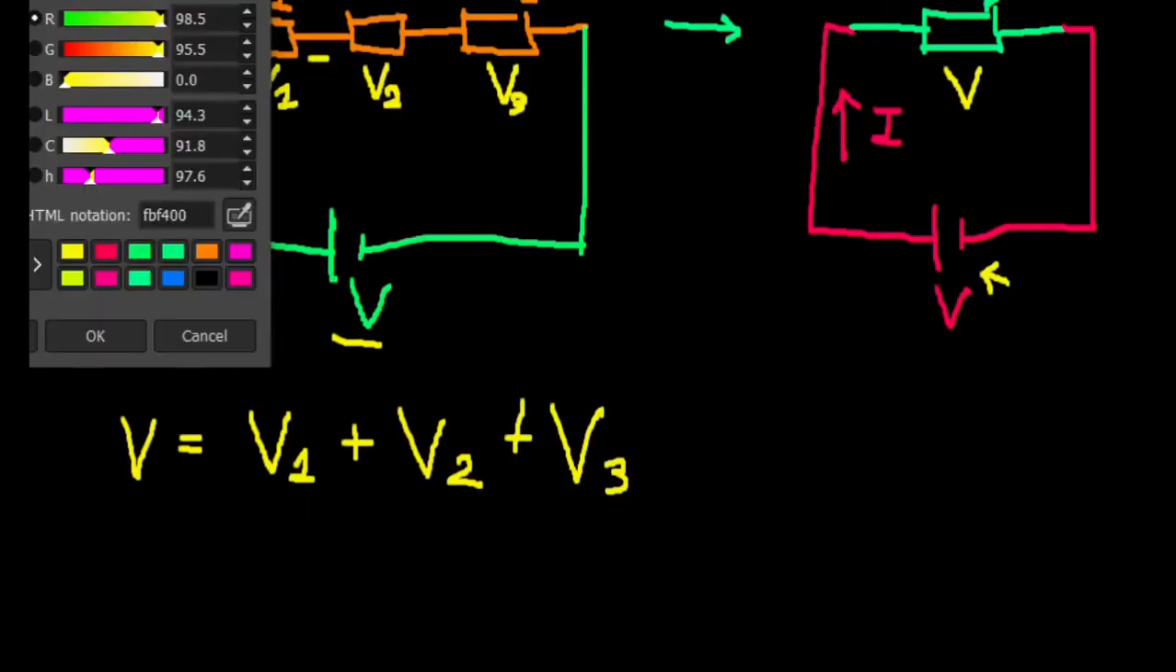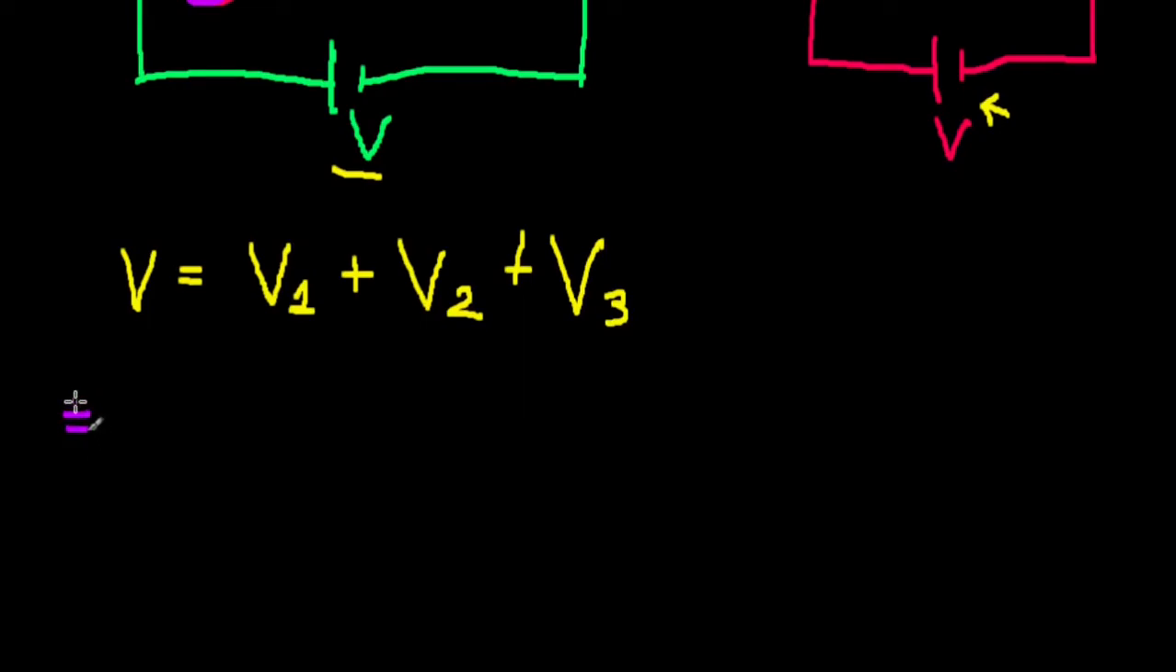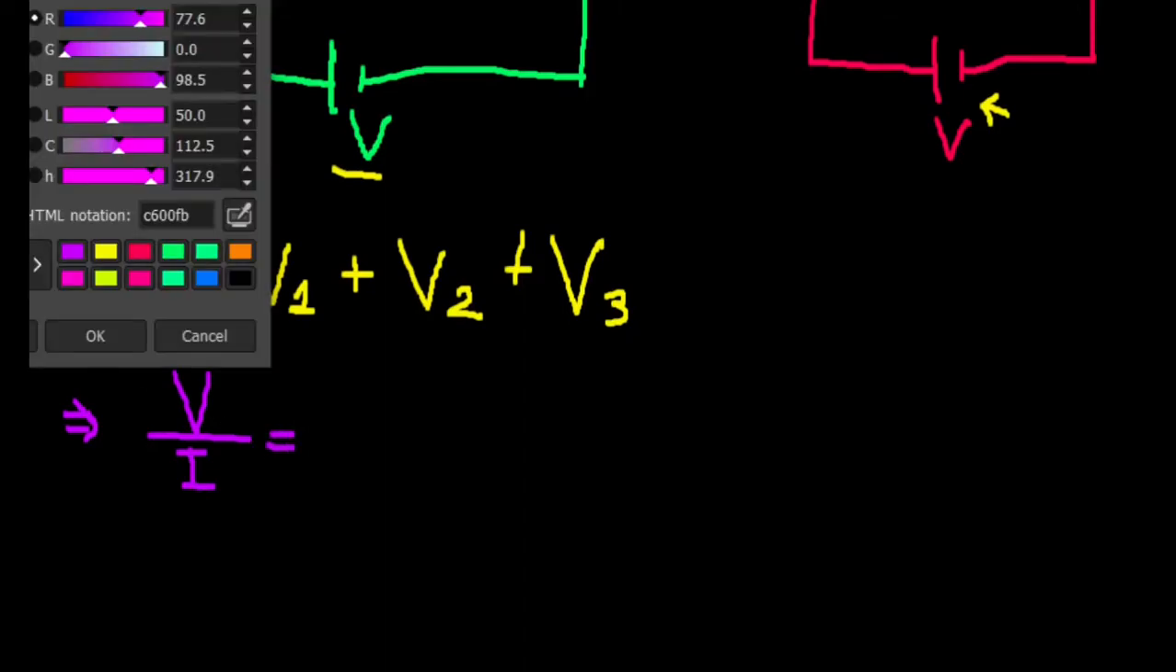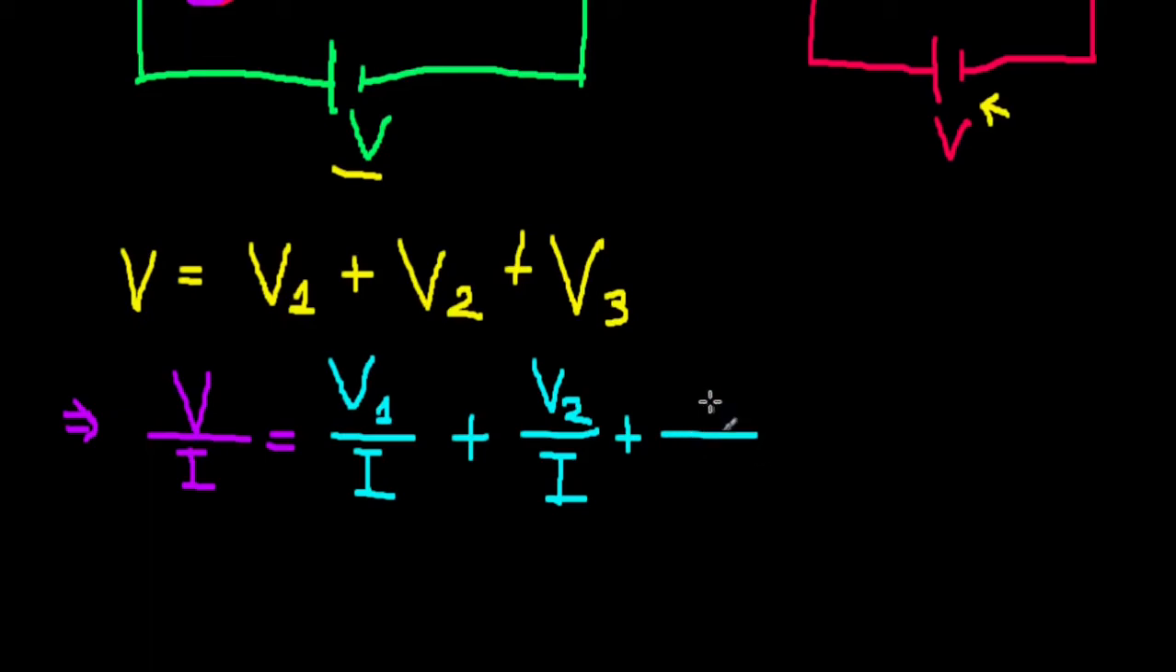Let's divide both sides of this equation by the current I. So we have V by I equals V1 by I plus V2 by I plus V3 by I. Alright, that's all fine and well.